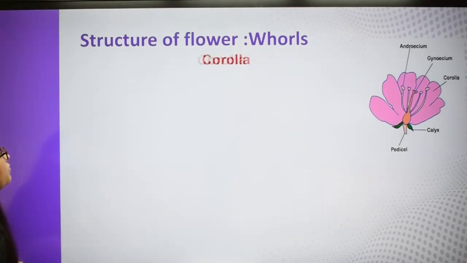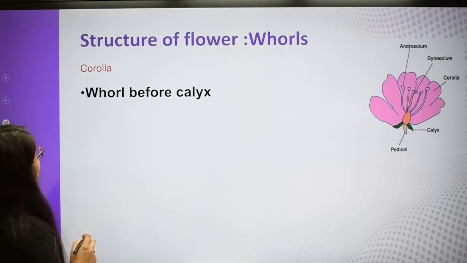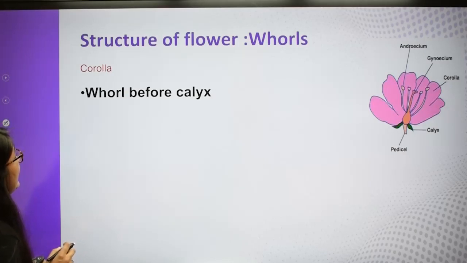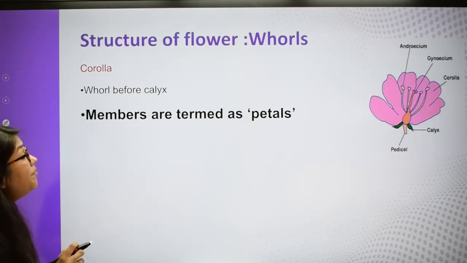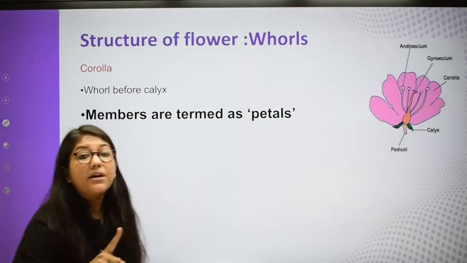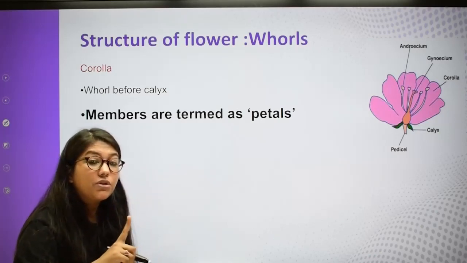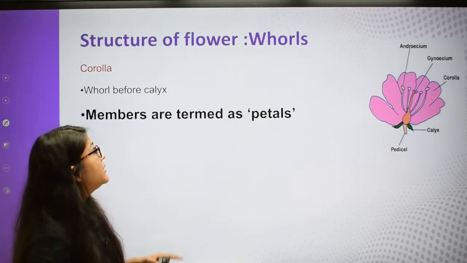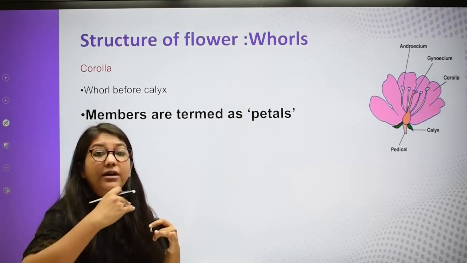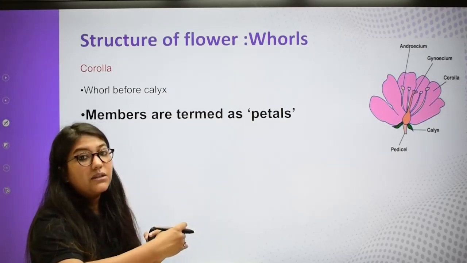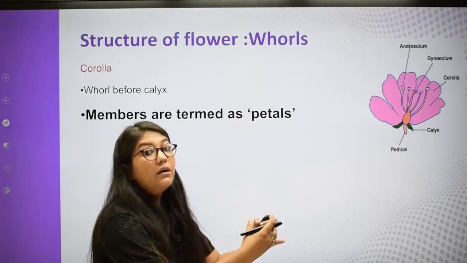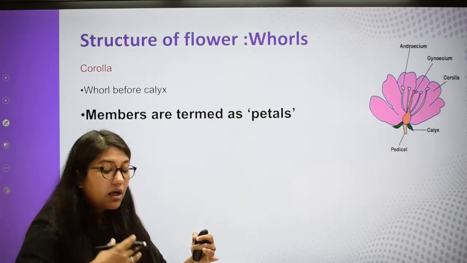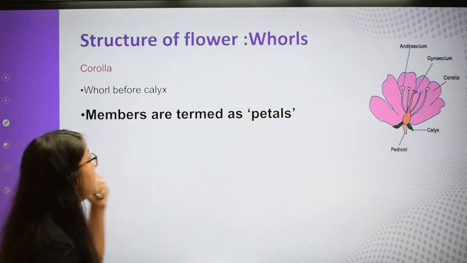Okay, now moving on, next corolla. Corolla, it is the whorl next to the calyx. Its members are termed as petals, right? What did we say about calyx? Calyx was the outermost whorl, and its members were sepals. What is corolla? Corolla is the next whorl which is present. We are starting from the outermost and we are going to move to the innermost. So calyx was the outermost. Now we are moving to the next whorl which is the corolla.